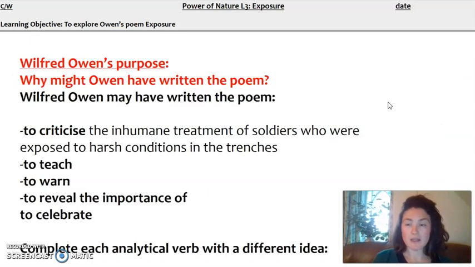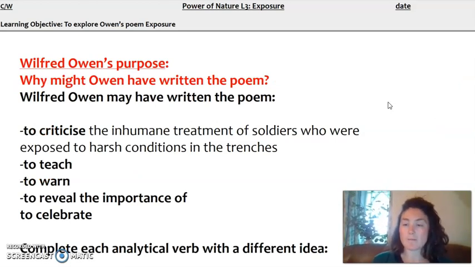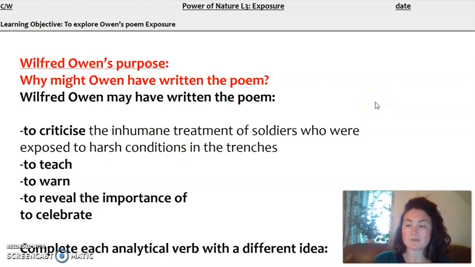So, finally, to really engage with your poetry, remember you must consider the poet's purpose. So, why might Owen have written the poem? Hopefully, by now, you have some ideas about what might have inspired him. I think he wrote the poem to criticise the inhumane treatment of soldiers who were exposed to harsh conditions in the trenches. Now, complete each analytical verb with a different idea.